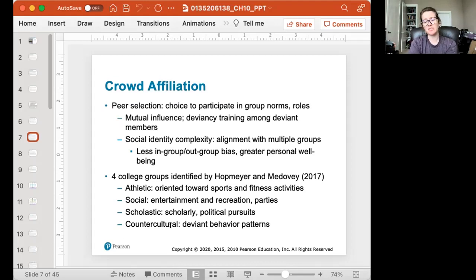Scholastic group would be scholarly with political pursuits. So maybe these are people doing student government, maybe involved with honor societies, things like that. Spelling bees, could even be like a mathletes type thing where they do math competitions.